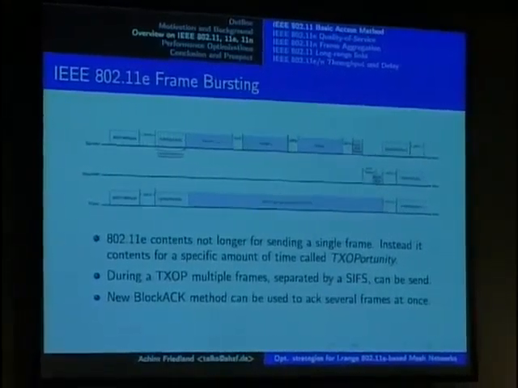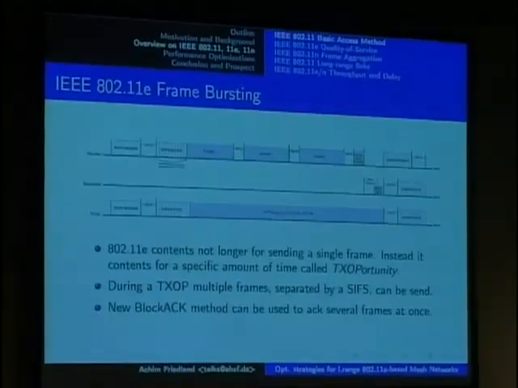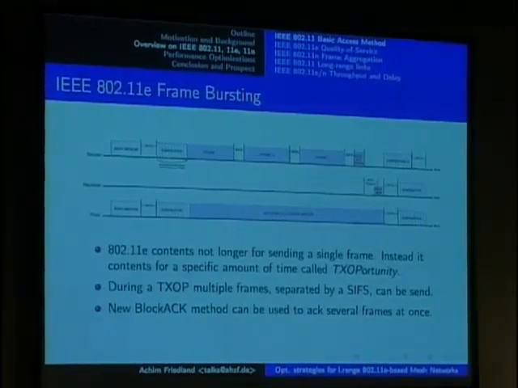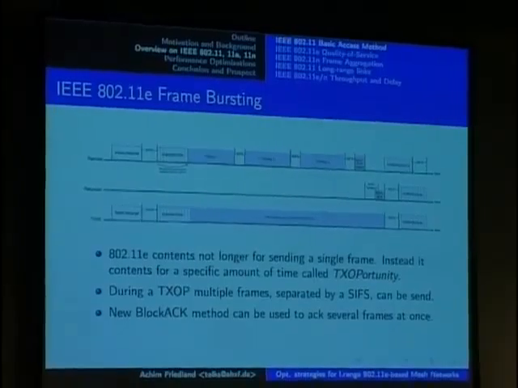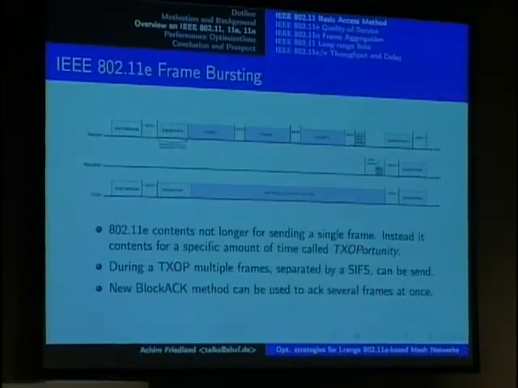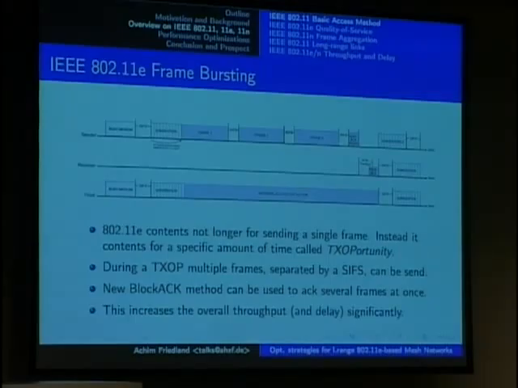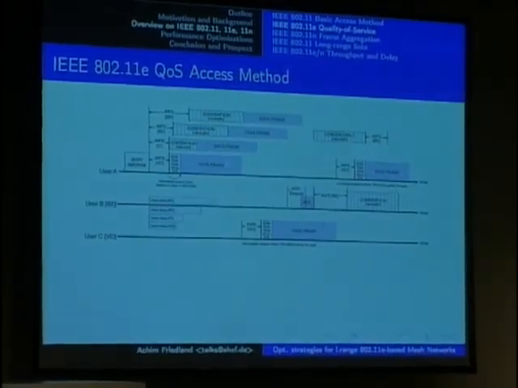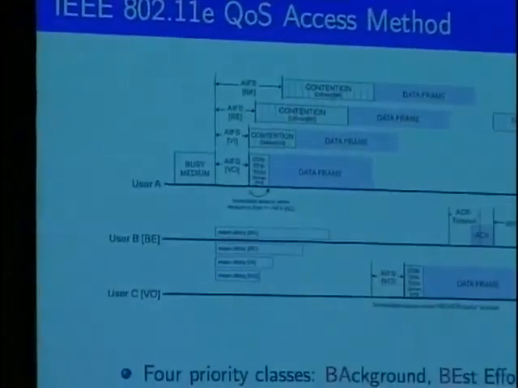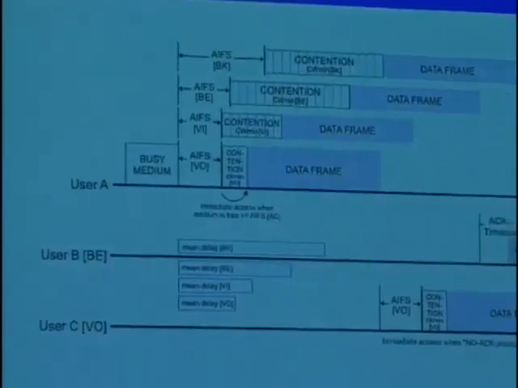Okay. There's also a new method for sending acknowledgements. In the normal access method, you had to send an acknowledgement for every frame, but now you can combine several frames and send one block acknowledgement. This will save a lot of time and will also increase throughput and decrease the delay. Okay, it looks quite difficult, but these are the main details you should see.